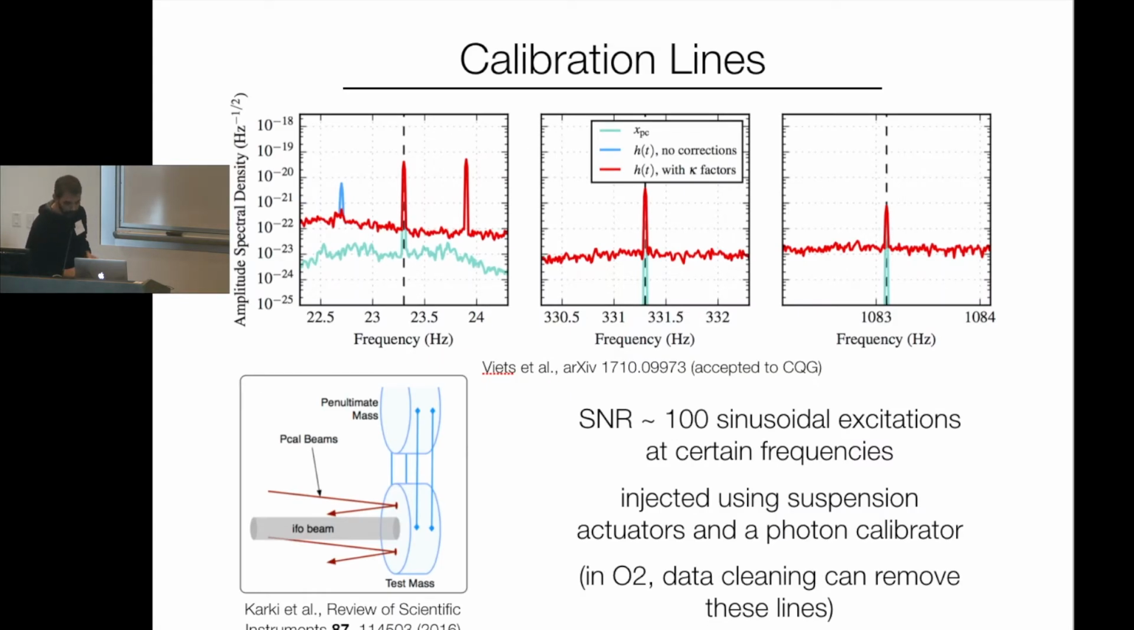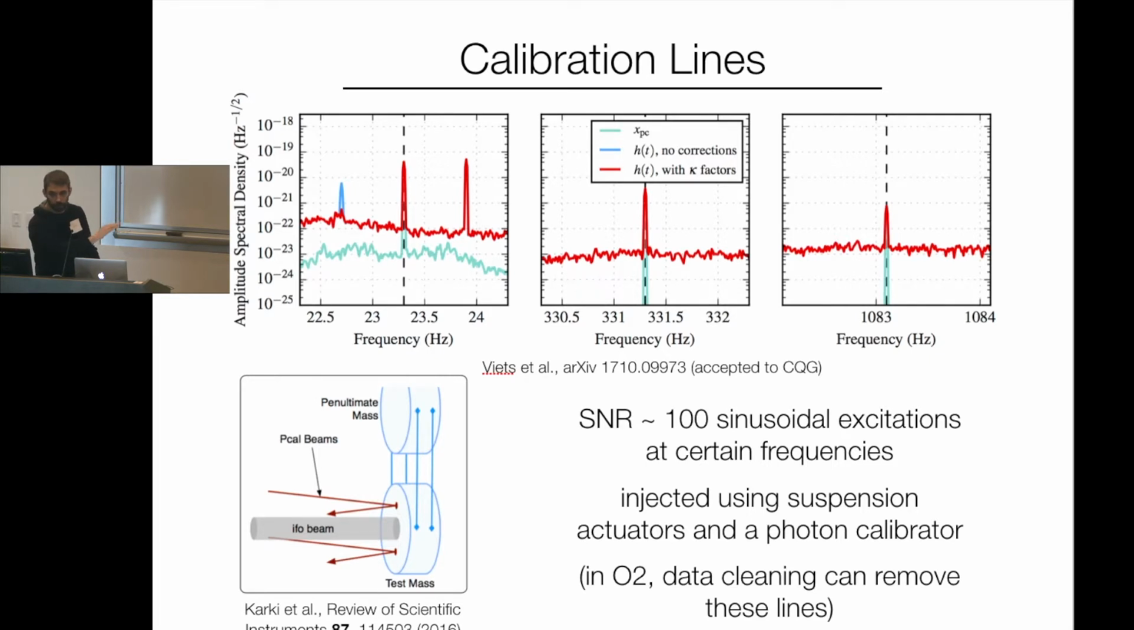So the next thing that I actually want to point out is the calibration lines. I know that there have been a couple of questions about this in the morning talks. And so just to give an overview of why we do calibration lines and what the actual point is and how we actually get them into the detector, I think is worth spending a couple of minutes talking about. So what I've shown on the top row is just an amplitude spectral density.